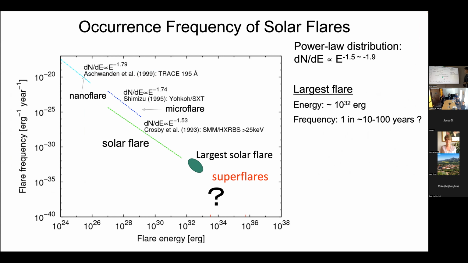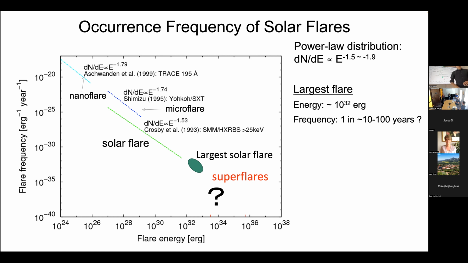So then, we know the frequency distribution of solar flares for a very wide range. In this figure, the vertical axis is the flare frequency, and the horizontal axis is the flare energy of each event. There are several measurements, but simply speaking, there is a power-law relation like this over very wide ranges. The largest flare has energy similar to the Carrington event, so around 10 to the 32 erg is the total energy radiated from the flare. And the frequency is once in 10 to 100 years.